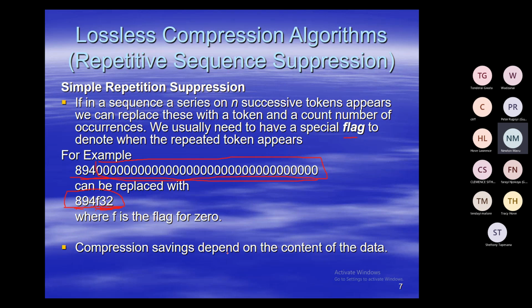So compression savings depend on the content of data. You can imagine if we are writing a composition, this kind of compression does not work much because we don't find so many zeros like this in a composition or in a novel. So this kind of lossless compression doesn't work. Maybe it works in compressing empty gaps between words because empty gaps are similar.